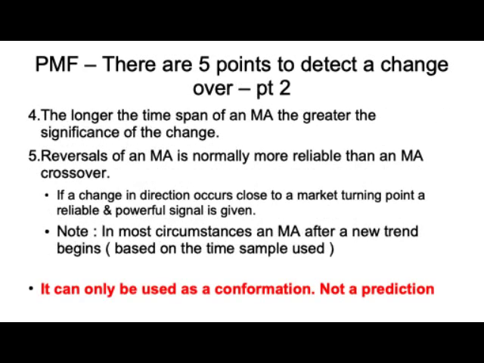Okay, the longer the time span of the MA, the greater the significance of the change. That's always true because it is an average, and so it takes into account many samples of data. Reversals of an MA are often more reliable than an MA crossover. So if a change in direction occurs when the market is at a turning point, it's a reliable and powerful signal being given.